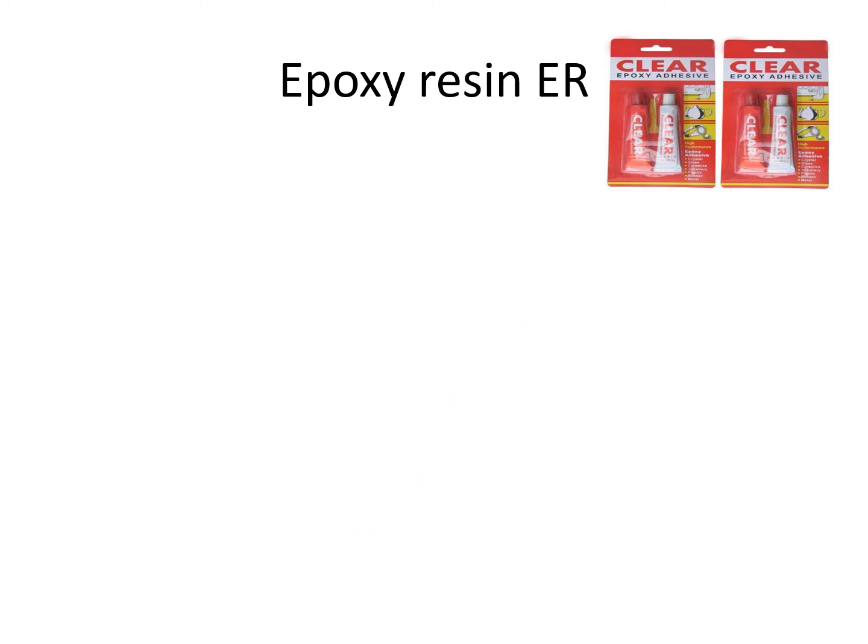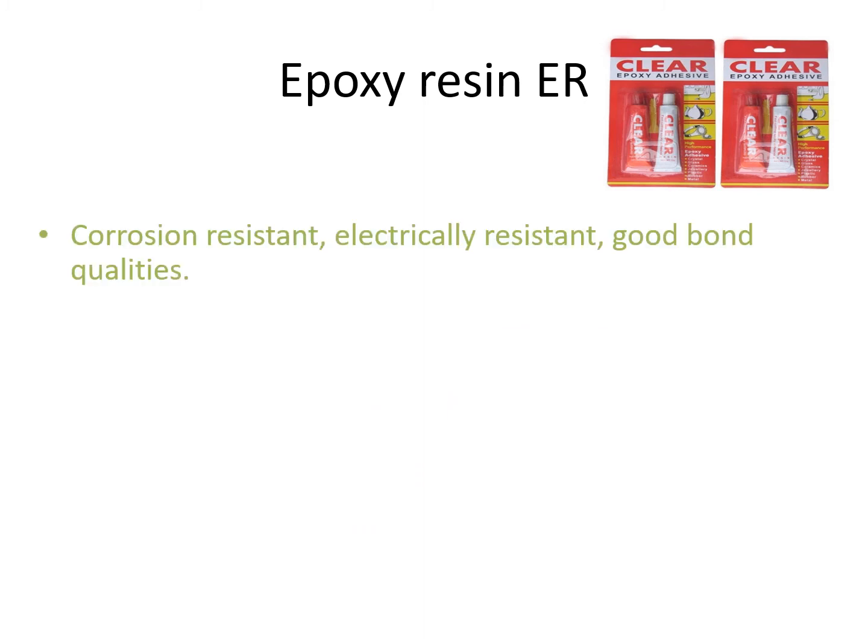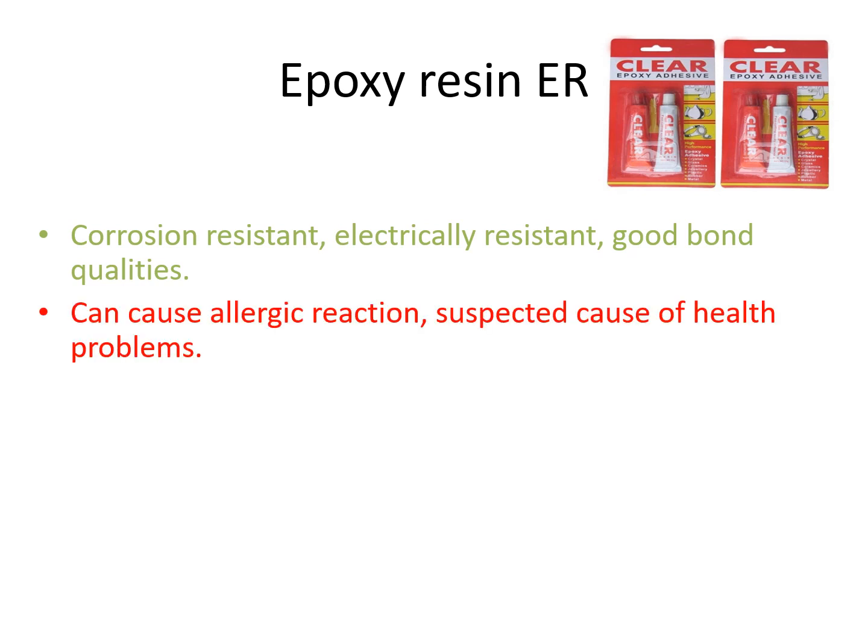Epoxy resin, abbreviation ER. This is a type of glue that can glue different types of plastics together. It's corrosion resistant and electrically resistant. It gives a good bond quality. Because it's thermosetting, once it is set, it will not go back and change its shape. The disadvantages are that it can cause allergic reaction and health problems.